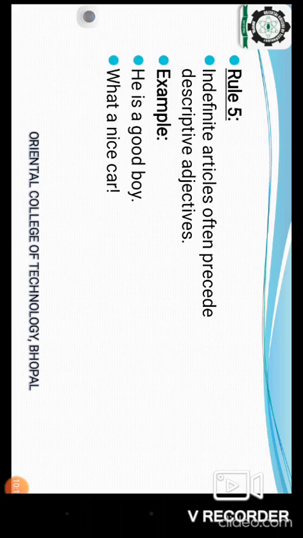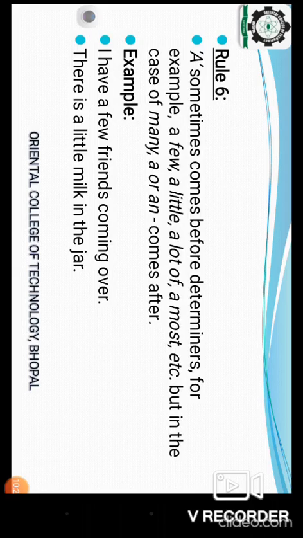Rule number 5. Indefinite articles often precede descriptive adjectives. He is a good boy. What a nice car. Rule number 6. A sometimes comes before determiners. For example, a few, a little, a lot of, a most, etc. But in the case of many, a or an comes after. Example, I have a few friends coming over. There is a little milk in the jar.